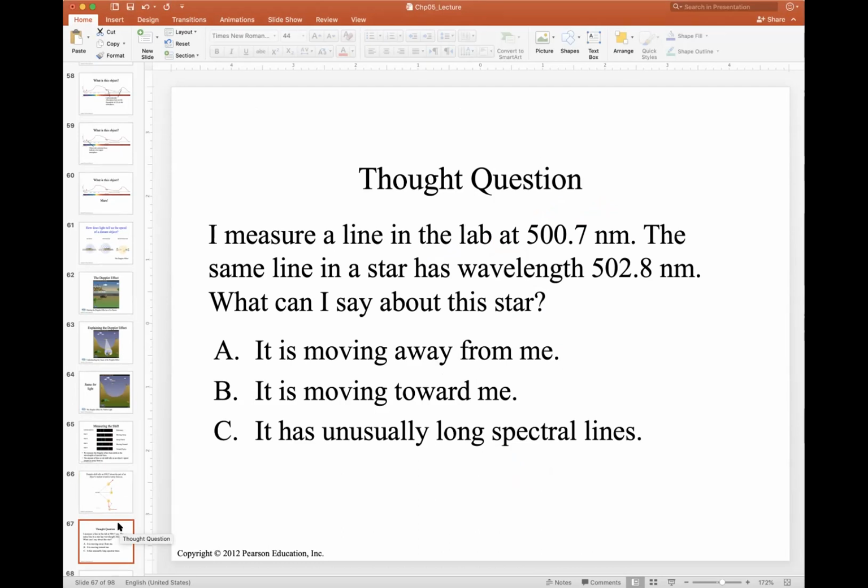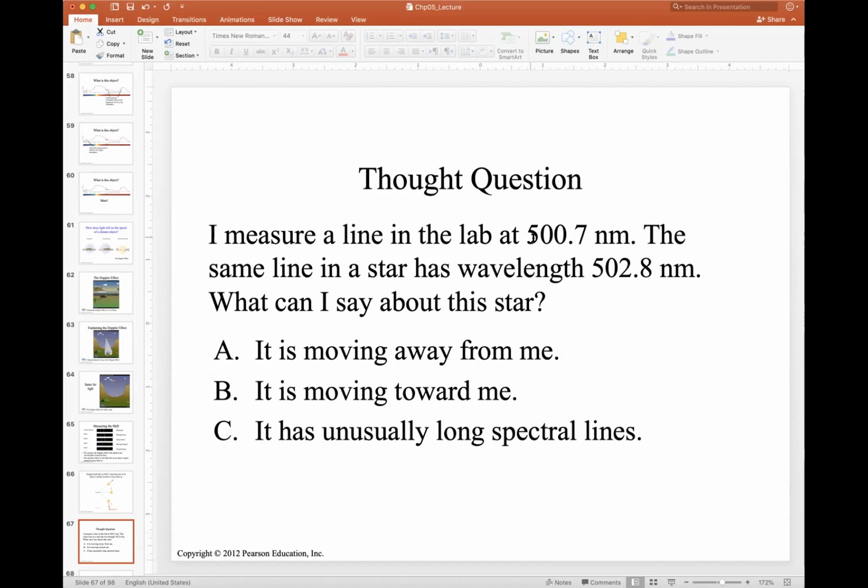I measure a line in a lab at 500.7 nanometers. The same line in a star has a wavelength of 502.8 nanometers, so it's a little bit more. What can I say about this star? A, it is moving away from me. B, it's moving towards me. C, it is unusually along a spectral line. No, C is incorrect. But is it moving away from me or is it moving towards me?